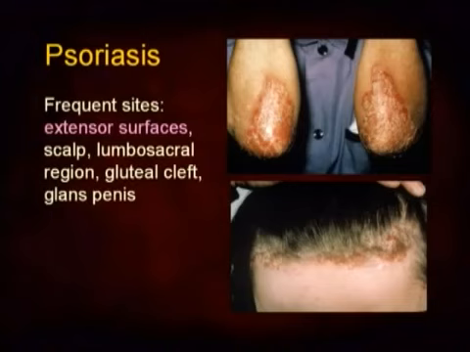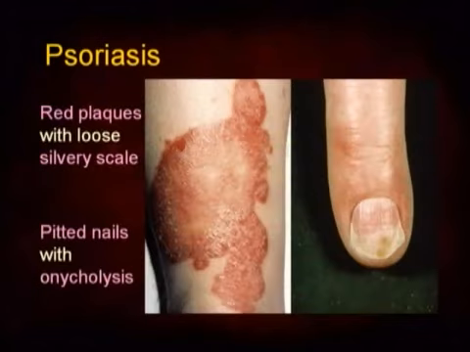So here again, the classic plaque-type psoriasis, extensor surfaces, erythematous plaques, silvery scale, involvement of the scalp is not uncommon. Involvement of the face would be uncommon, so we don't usually see psoriasis on the face. Other common places to see it, the lumbosacral region, so right there kind of at the lower back and gluteal cleft, and also on the glans penis. And here again, silvery scale.